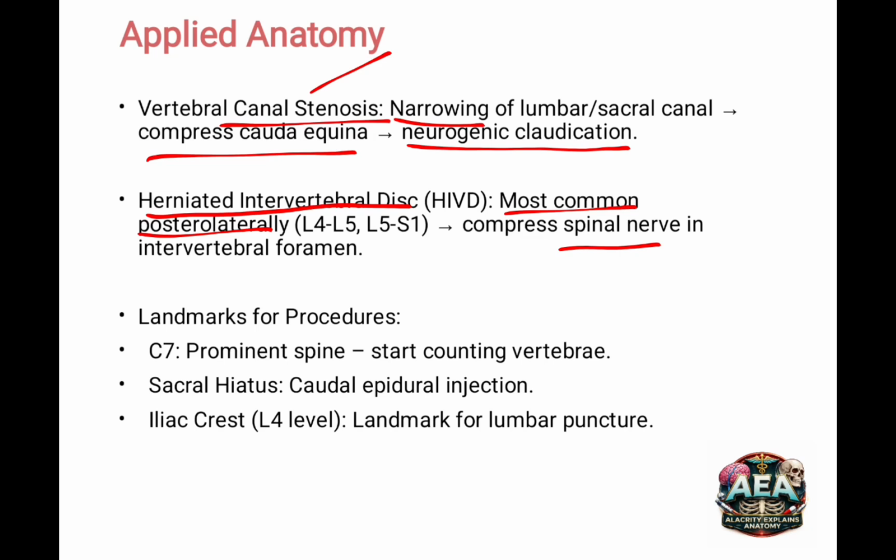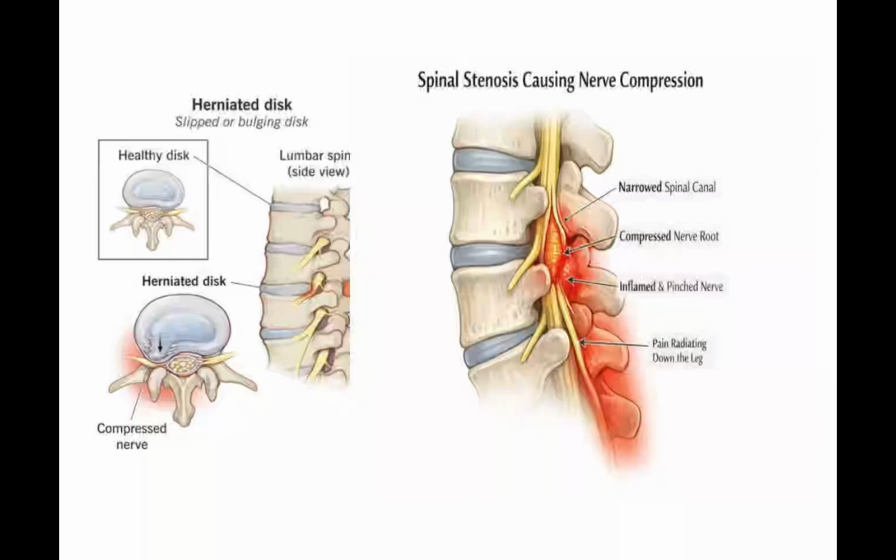We also have landmarks for procedures. C7, like I said, is a prominent spine, and it helps for counting the vertebrae. If you want to count the vertebrae, it's easier when you identify C7, which is the most prominent. The sacral hiatus, remember, is for caudal epidural anesthesia injection. The iliac crest is a landmark for lumbar puncture.